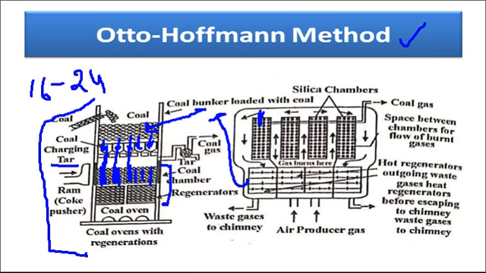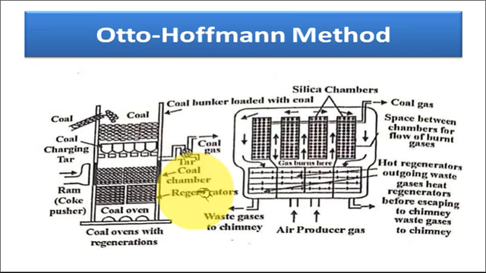Clear? So finally, crushed coal is introduced through the top charging hole into the silica chamber here. These holes are then closed tightly to cut off the air supply. The ovens are heated to 1200 degrees centigrade by burning gaseous fuel.